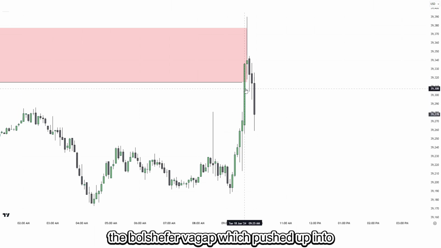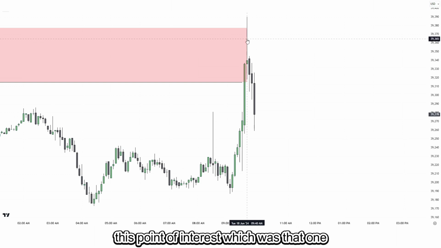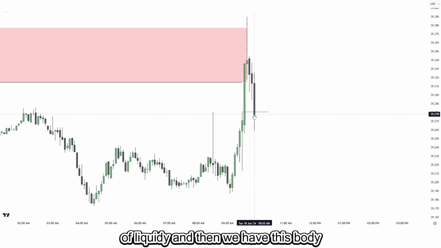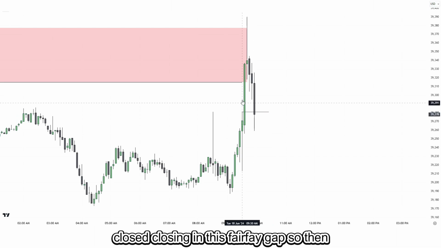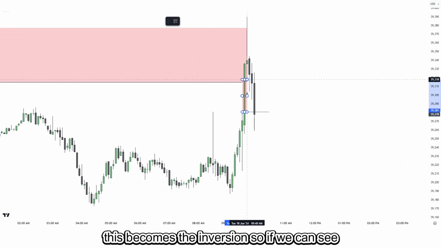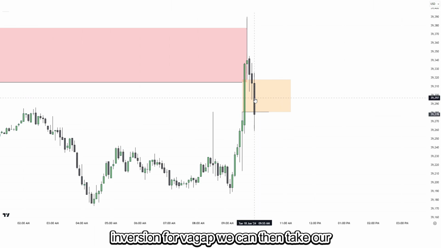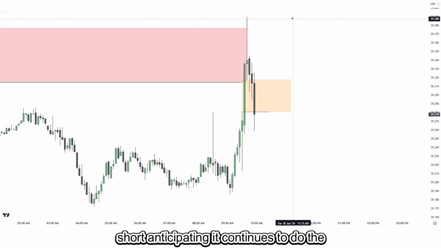This was the bullish fair value gap, which pushed up into this point of interest, which was that 1 hour bearish fair value gap, as well as this area of liquidity. And then we have this body closing in this fair value gap. So then this becomes the inversion. So if we can see the marketplace come back up into this inversion fair value gap, we can then take our short, anticipating a continuation to the downside.